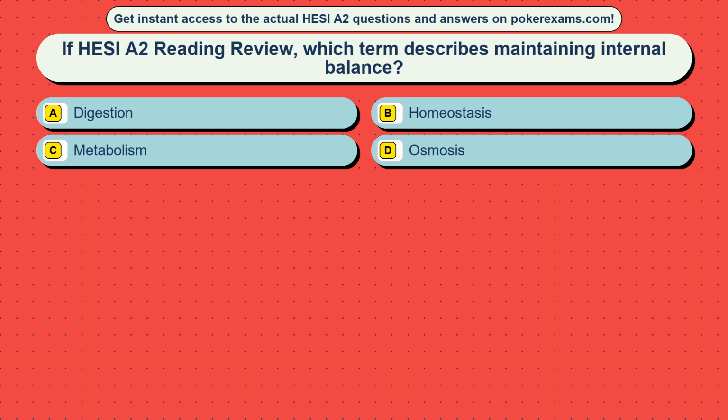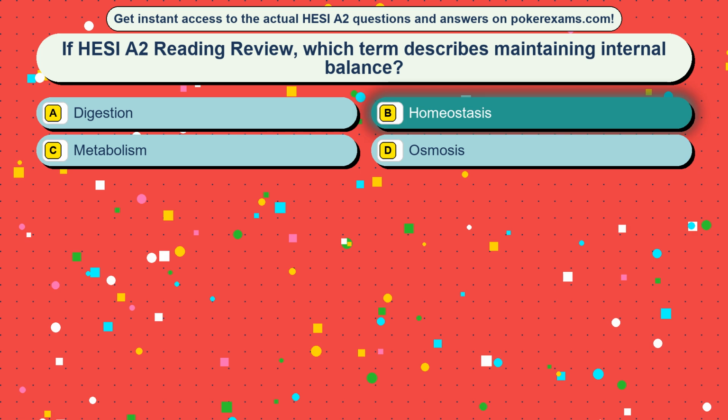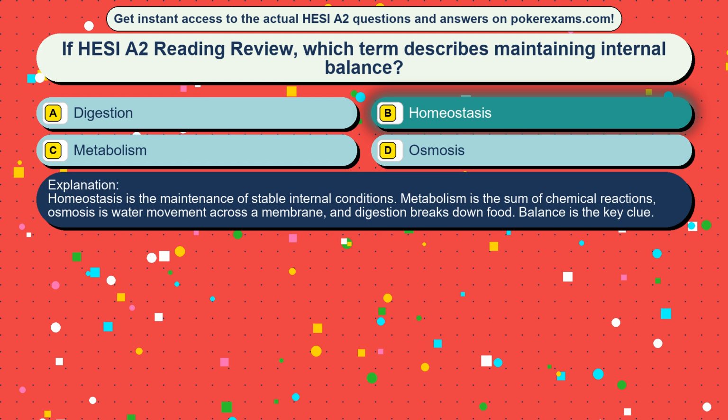Option A, digestion. Option B, homeostasis. Option C, metabolism. Option D, osmosis. The correct answer is option B, homeostasis. Homeostasis is the maintenance of stable internal conditions.